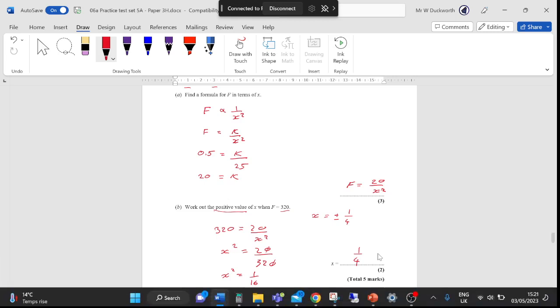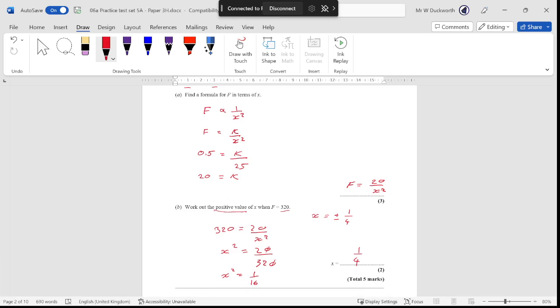And the marks for that question were an M1 for, I would have called it a processing mark, but no major drama. M1 for the general equation, F is equal to k over x squared. M1 for substitution, so an M1 there, and then an A1 for the formula. And then likewise on the other side, an M1 for the method, and then an A1 for the answer.